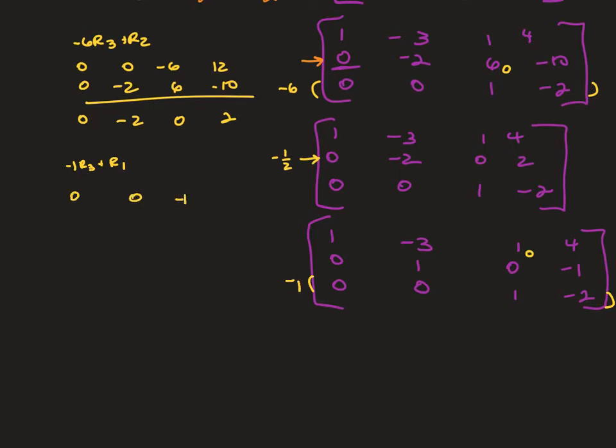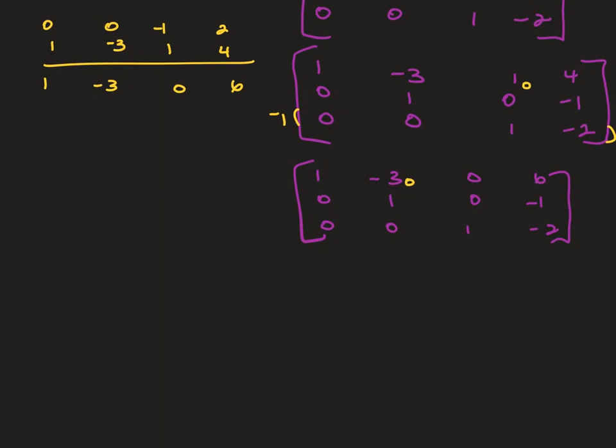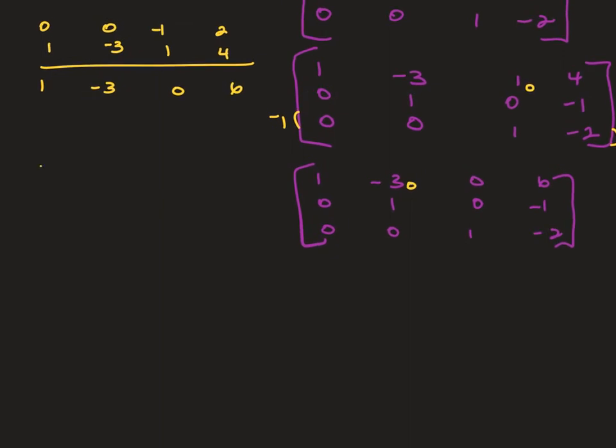0, 0, negative 1, 2, 1, negative 3, 1, 4. And I get 1, negative 3, 0, 6. That replaces row 1. One zero's left, and it's here. So I'm going to multiply row 2 by negative 3, or sorry, by positive 3, and add it to row 1.